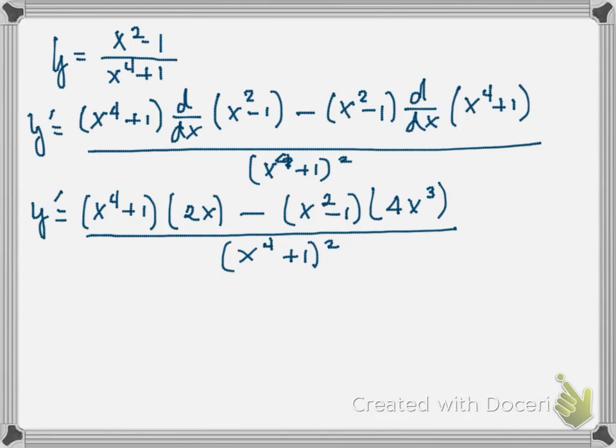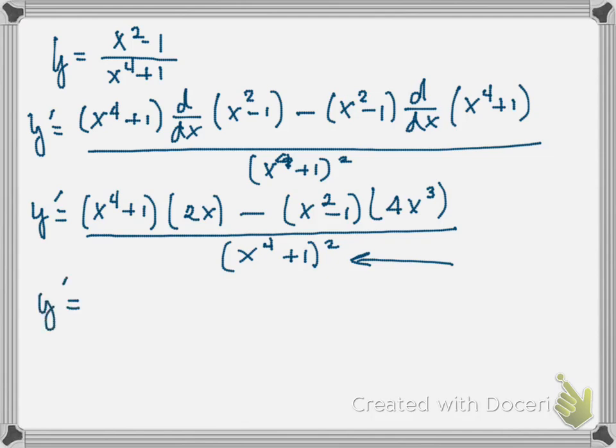Now it's a matter of simplifying. So we have to multiply out the numerator. The denominator right here, most times this is left alone. You will not FOIL this out. You will just leave it as the quantity x to the fourth plus 1 squared. All right, let's work on the numerator.